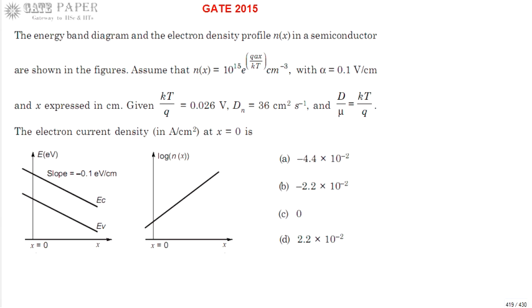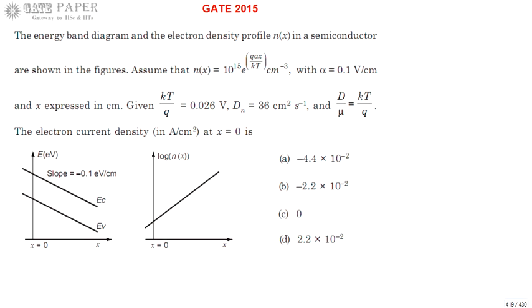Hello, we are discussing the GATE 2015 ECE paper. The energy band diagram and the electron density profile N of x in a semiconductor are shown. Assume that N of x is equal to 10 power 15 into e power q alpha x by kT per centimeter cube, with alpha equal to 0.1 volt per centimeter and x expressed in centimeters also.